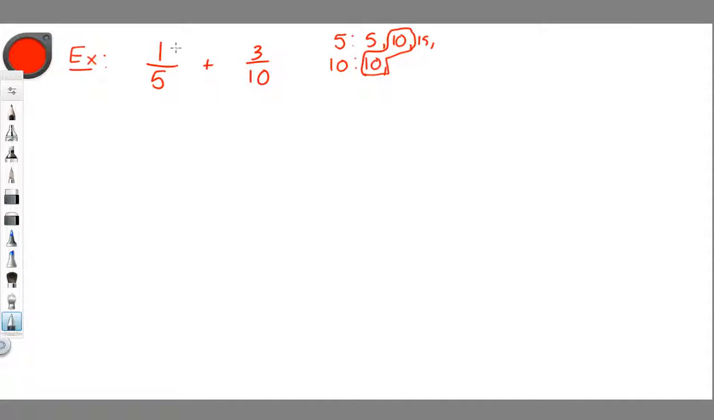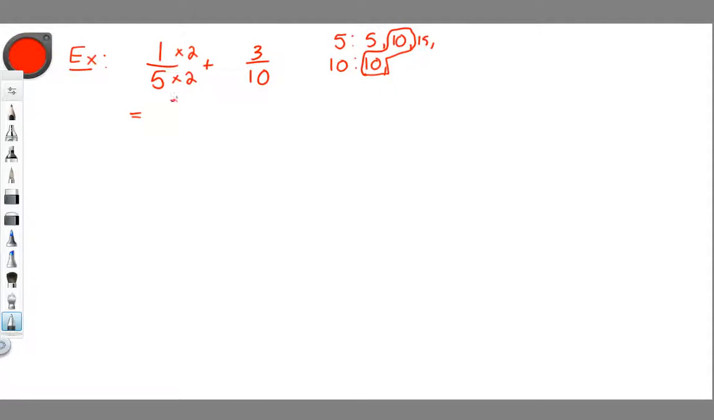So if I multiply top and bottom by 2, what I'm doing is creating an equivalent fraction, a fraction that's the same as 1 over 5, it just looks different. So I multiply the top by 2 and the bottom by 2. Now you could also ask yourself, what number do I have to multiply 5 by to get 10? And you might be able to get that right away besides looking at your list.